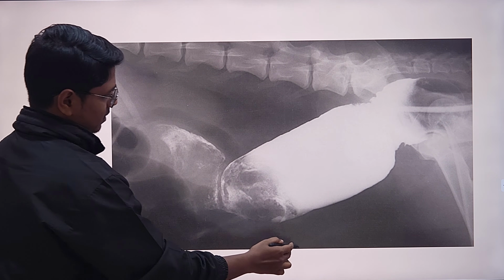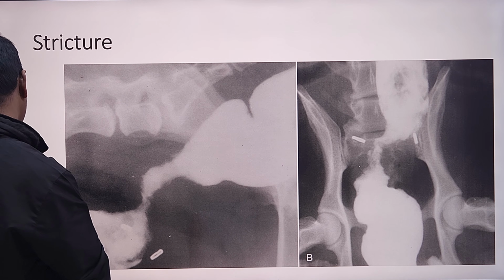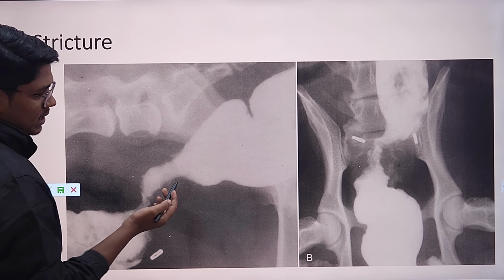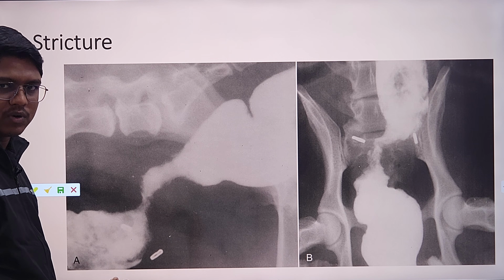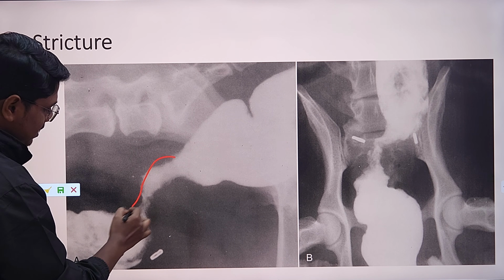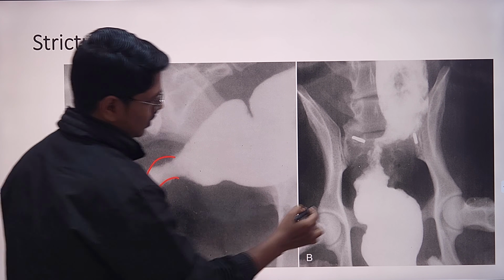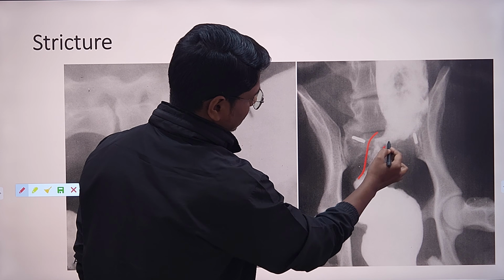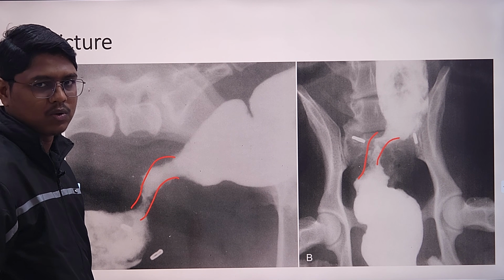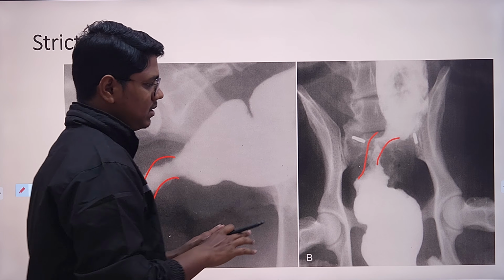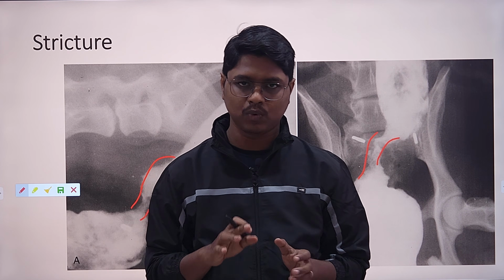They are basically colonic polyps. The last disease is colonic stricture. It is nothing new. You can do a contrast study and you can see there is a stricture of the colon. So this is basically the radiography pathology of the colon.